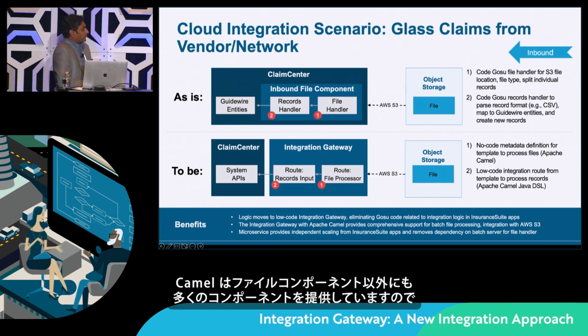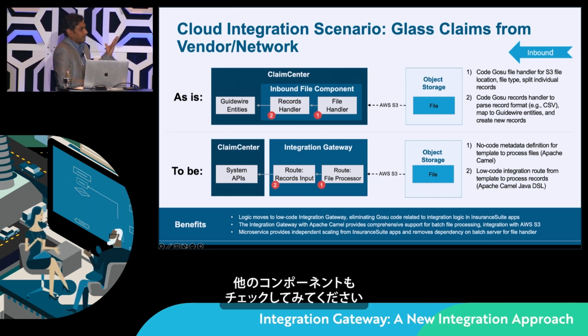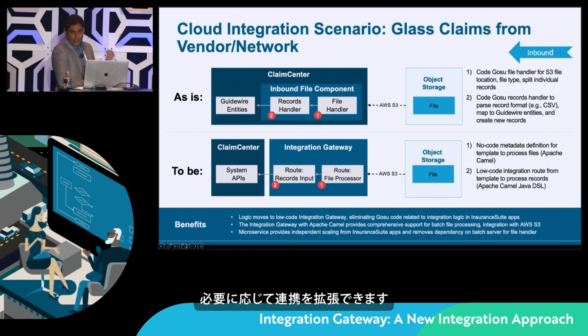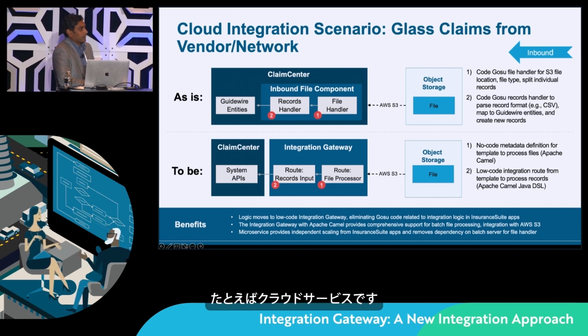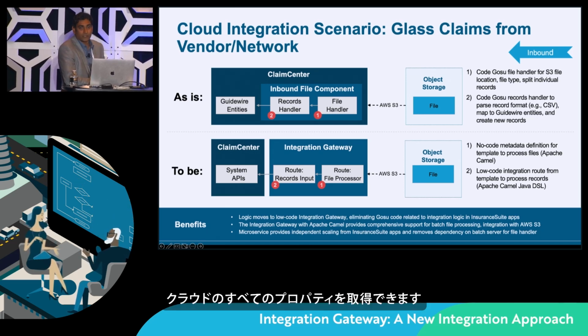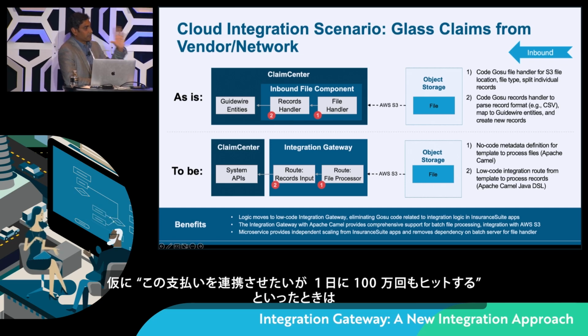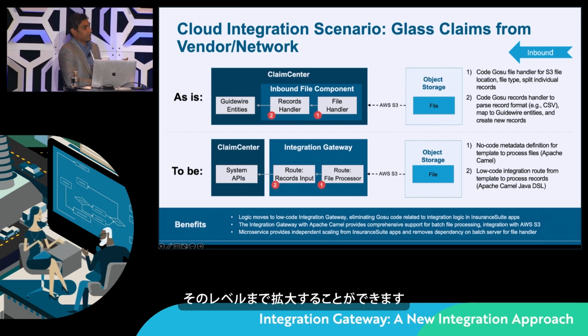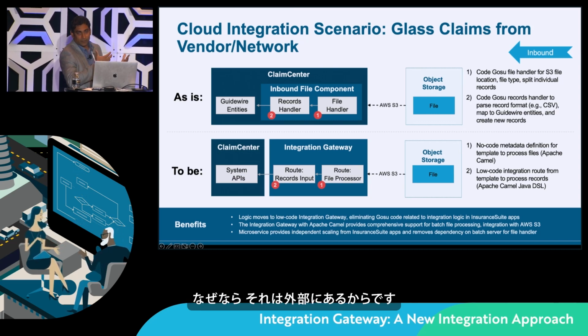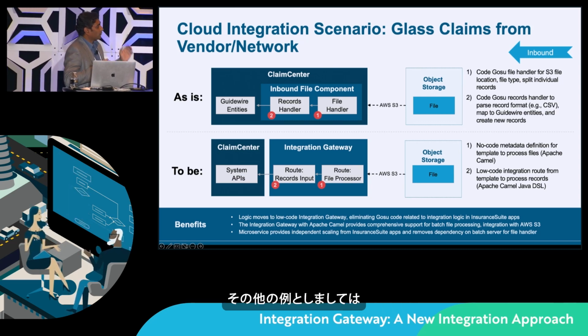Camel also provides a lot of componentry besides the file component, and you have other components you can check out. Because it's running outside the insurance suite, you can scale your integrations as you need. It's a cloud service, so you get all the cloud properties. If you're building a payment integration that hits a million times a day, you can scale to that level because it's sitting outside. So this is one example.